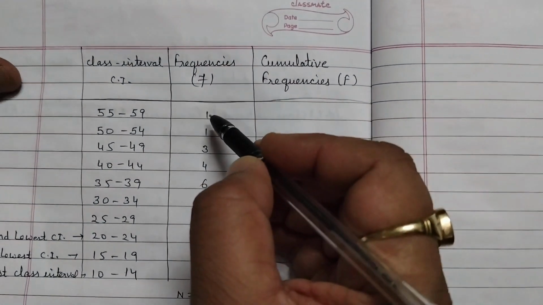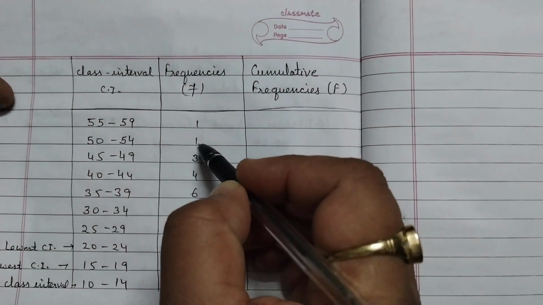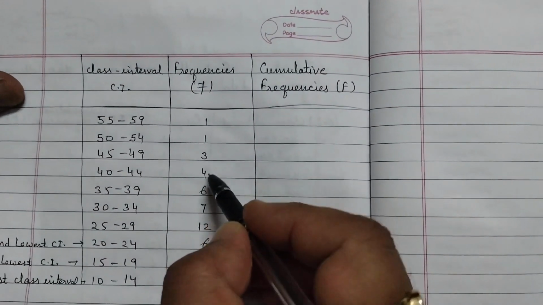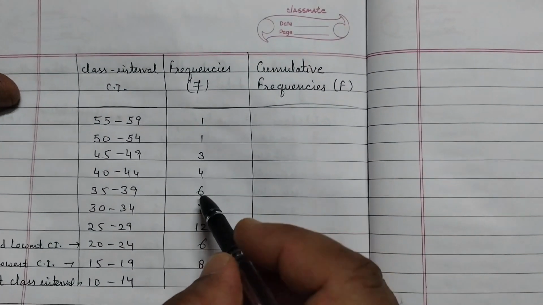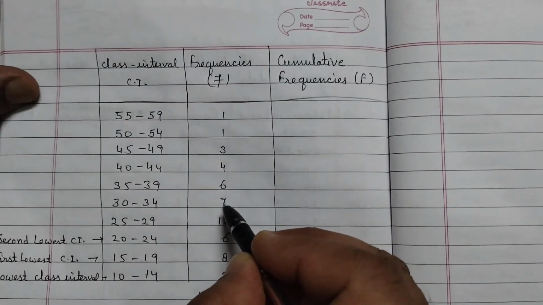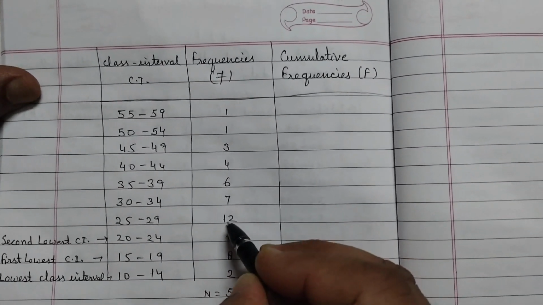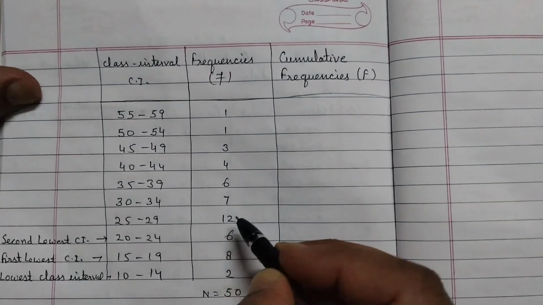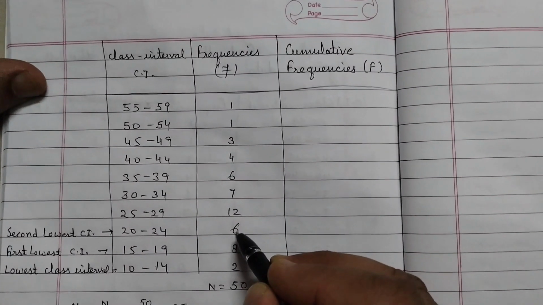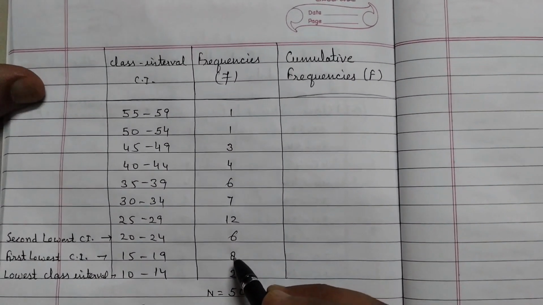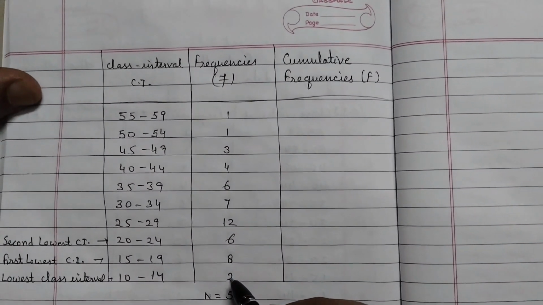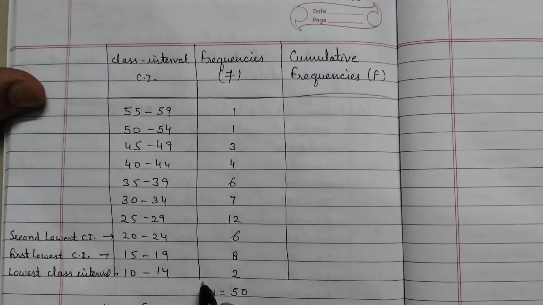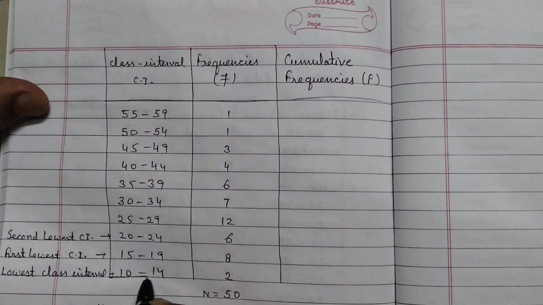Now sum up the frequencies: 1 plus 1 is 2, 2 plus 3 is 5, 5 plus 4 is 9, 9 plus 6 is 15, 15 plus 7 is 22, 22 plus 12 is 34, 34 plus 6 is 40, 40 plus 8 is 48, 48 plus 2 is 50. So here n is found to be 50.